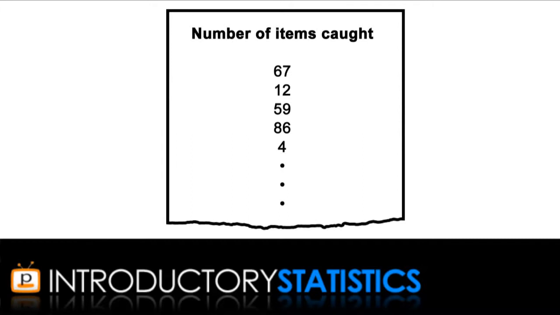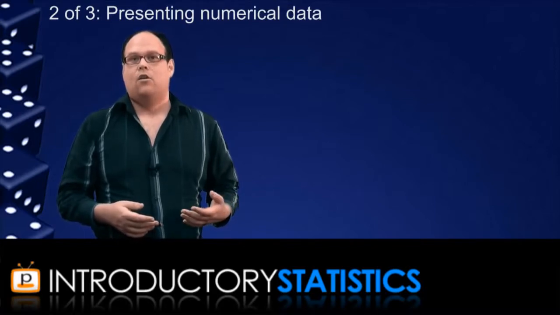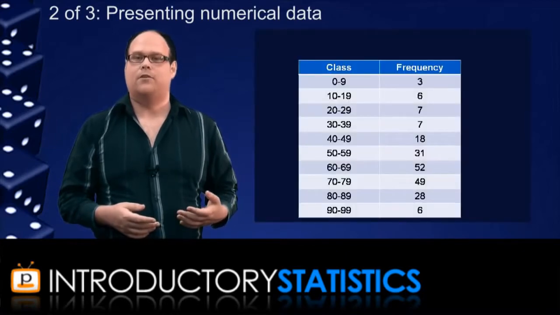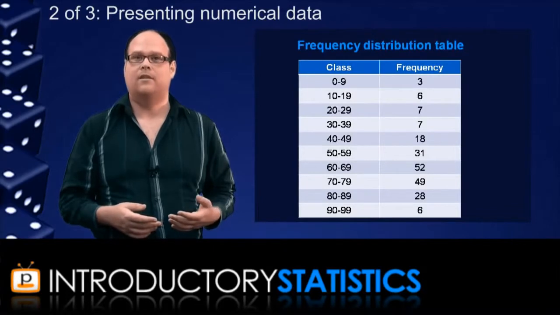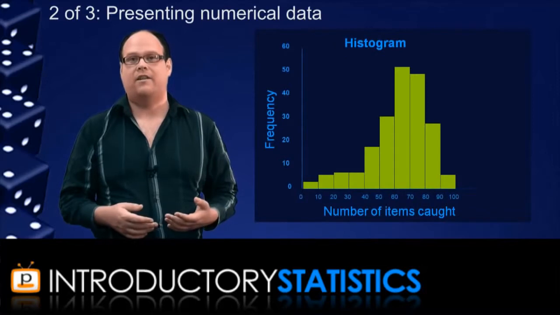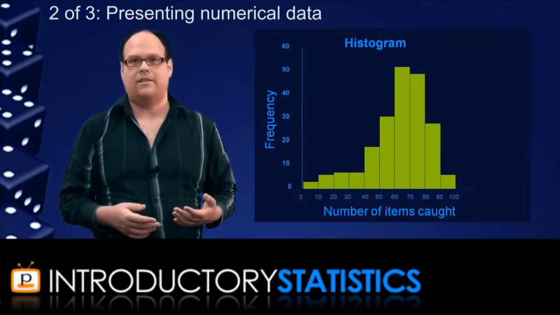Now, for these 200 data values, there's no limit to what the values could be. Compare this to the survey we mentioned earlier, where there were only 3 possible responses. To make it easier to manage numerical data, we often group values together into classes and then count the number of observed values in each class. This is a frequency distribution table. Now, like with the categorical data, we can convert these numbers into a chart. And for numerical data, we call the chart a histogram. So here's the histogram for the dexterity study.